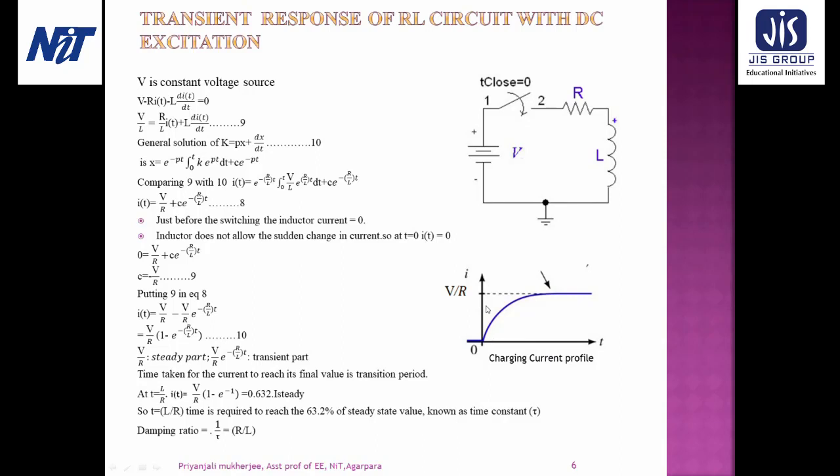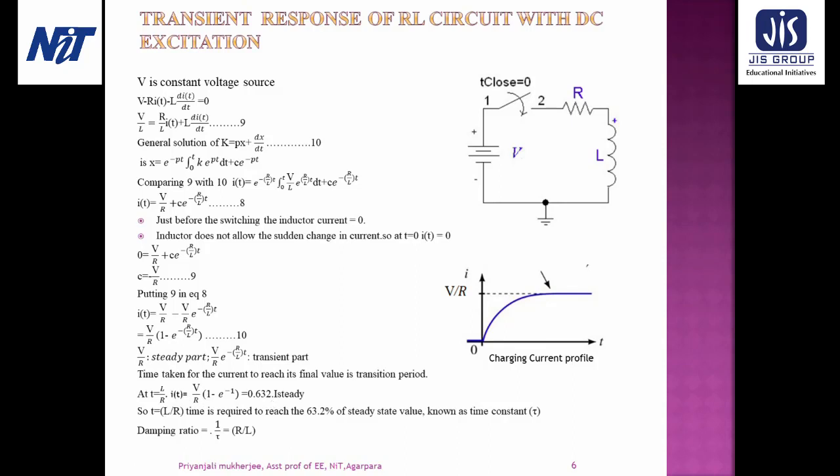If we plot the current with respect to t, we can see that it increases exponentially, and after a certain time it goes to its steady state value, that is V divided by R. Now, considering the final value is V divided by R, we need to find out the time constant. The equation is V by R into 1 minus e to the power minus R by L t. If we consider t equal to L by R, the equation becomes V by R into 1 minus e to the power minus 1, and this is equal to 0.632 into V divided by R, where V divided by R is the steady state current.